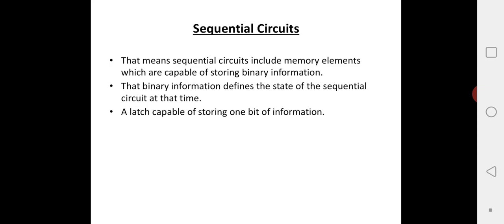That means a sequential circuit includes memory elements which are capable of storing binary information. That binary information defines the state of the sequential circuit at that time. A latch is capable of storing 1 bit of information.